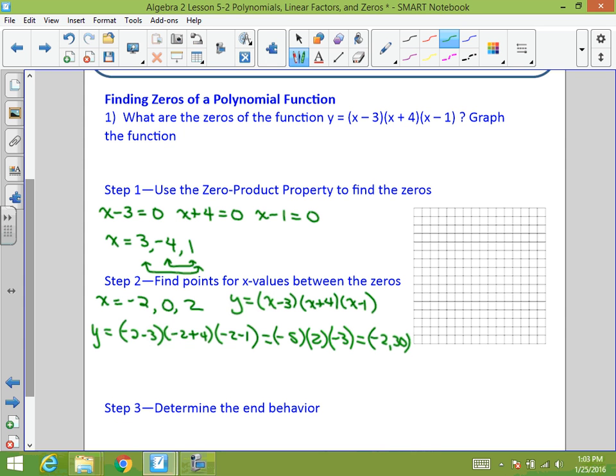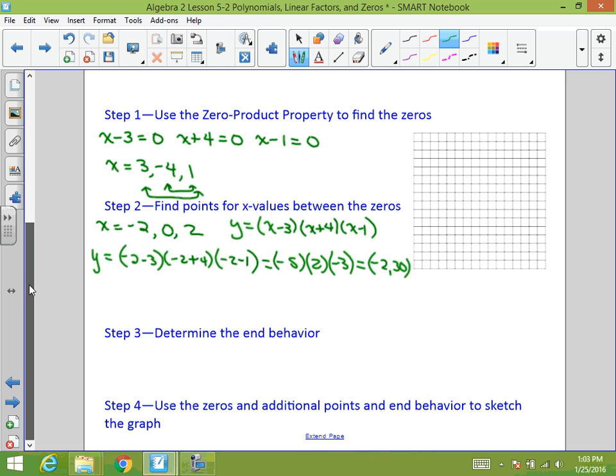Now I'm going to do the same thing with x equaling 0. So I have 0 minus 3 times 0 plus 4 times 0 minus 1, which is negative 3 times 4 times negative 1, which happens to be 12. So my next point is going to be at the point 0, 12.